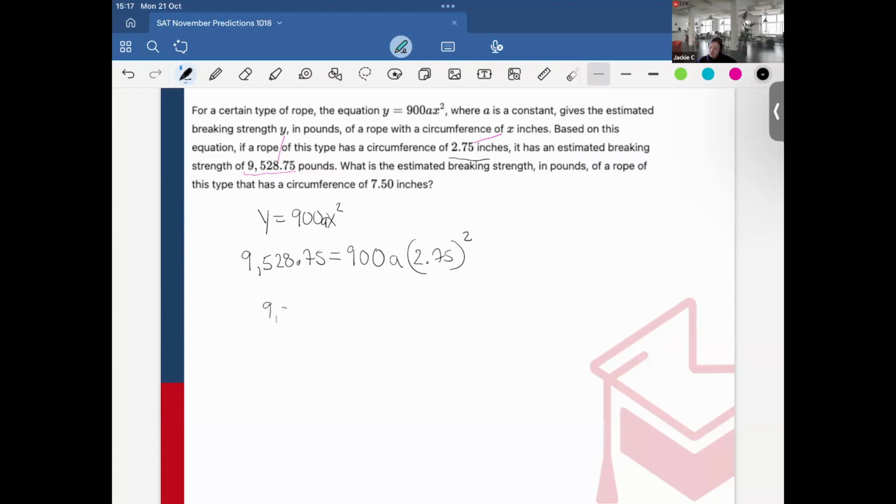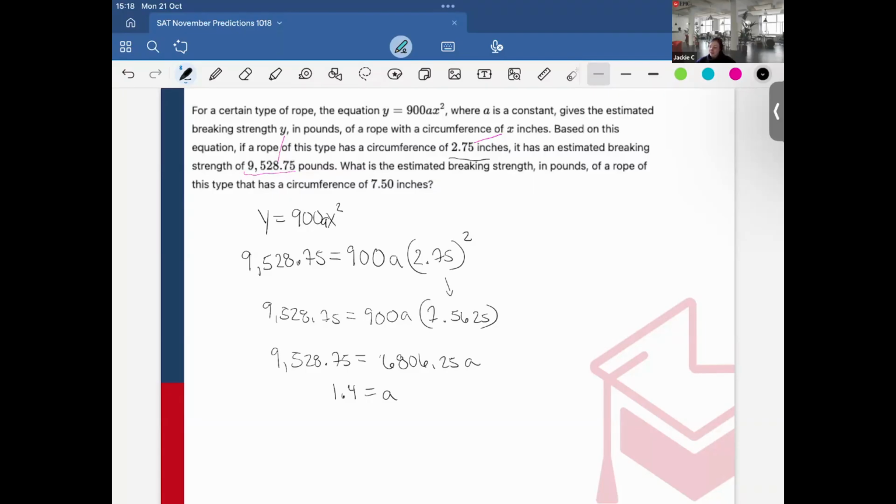So let's see, this would be 9,528.75 is equal to 900a times 7.5625. Multiply by 900, this would be 6,806.25a. And then I'm going to divide each side by that. So 9,528.75 divided by 6,806.25, and that actually gives me exactly 1.4 for a.